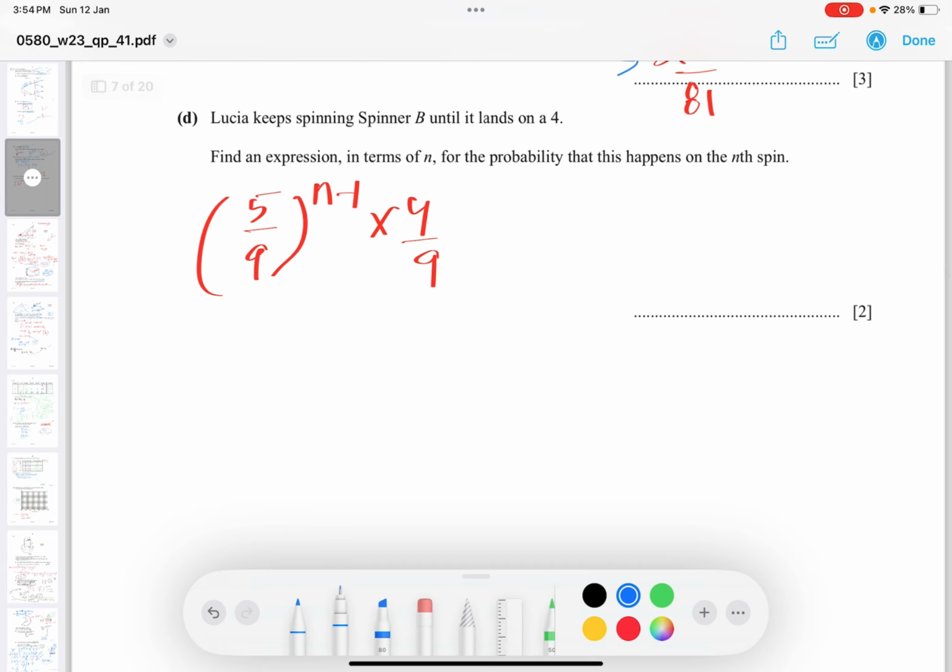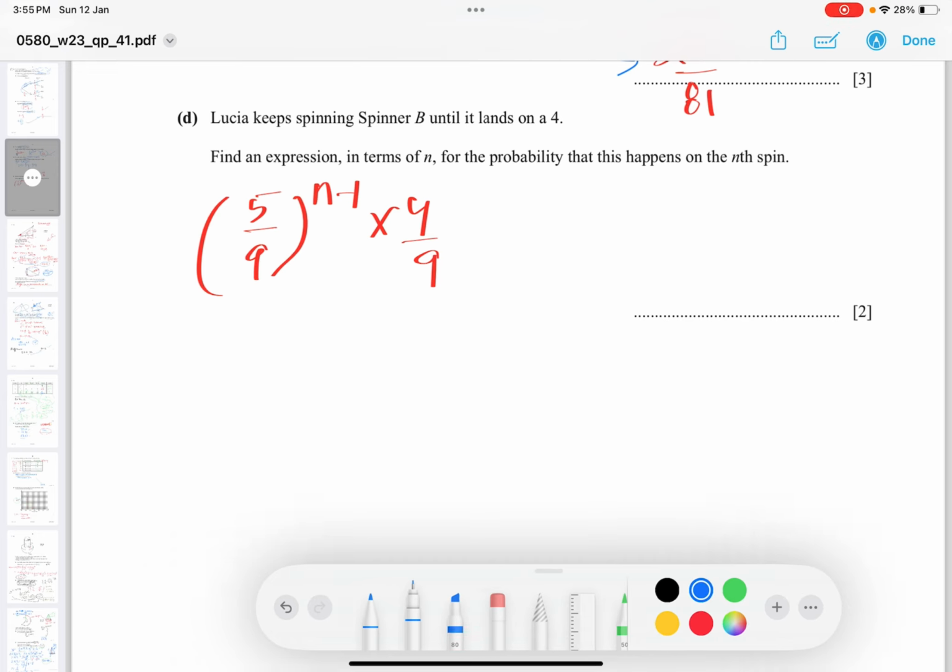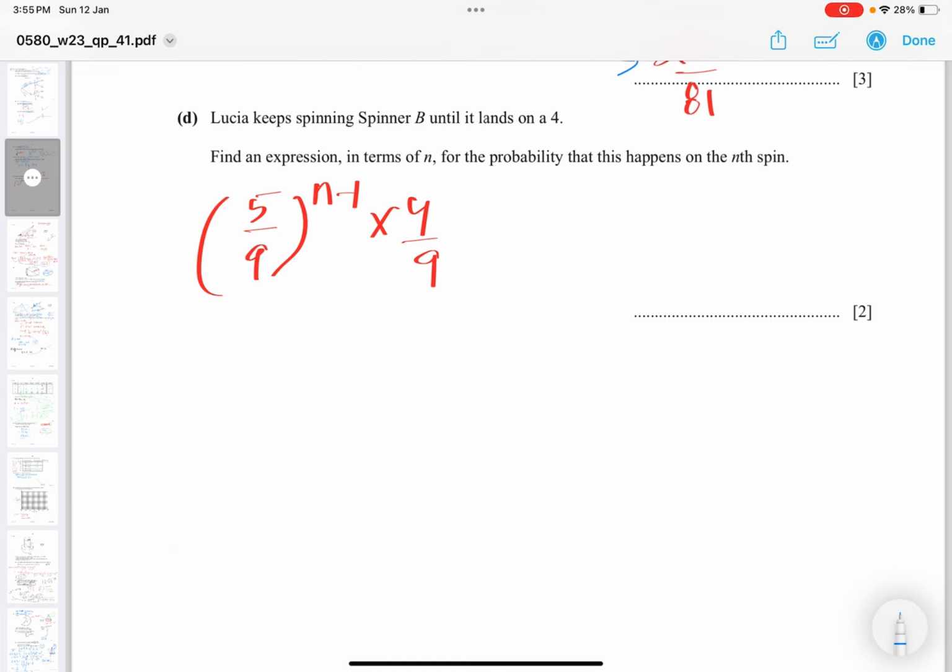Now this is a question. Lucia keeps spinning spinner B until it lands on 4. Find an expression in terms of n for the probability that this happens on the nth spin. Now let this number be n. For example, let n be 10, just for example. So on the 10th spin, she is getting number 4. What is the probability of getting it on the 10th spin?